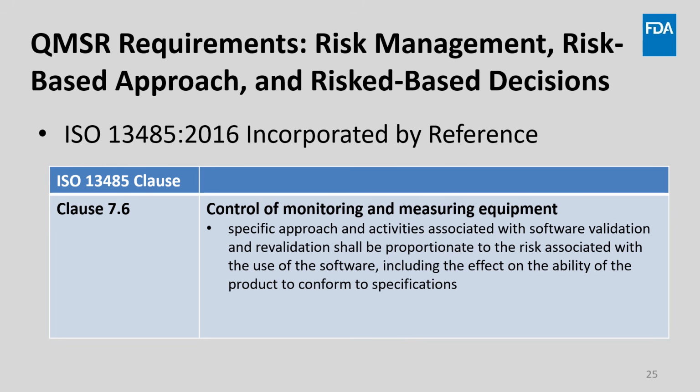For example, a manufacturer uses software-based environmental monitoring to track temperatures and humidity in clean rooms where sterile syringes are assembled. This software directly affects the ability to meet product specifications. Thus, the company would be required to develop a validation and revalidation plan to ensure the software performs as intended.